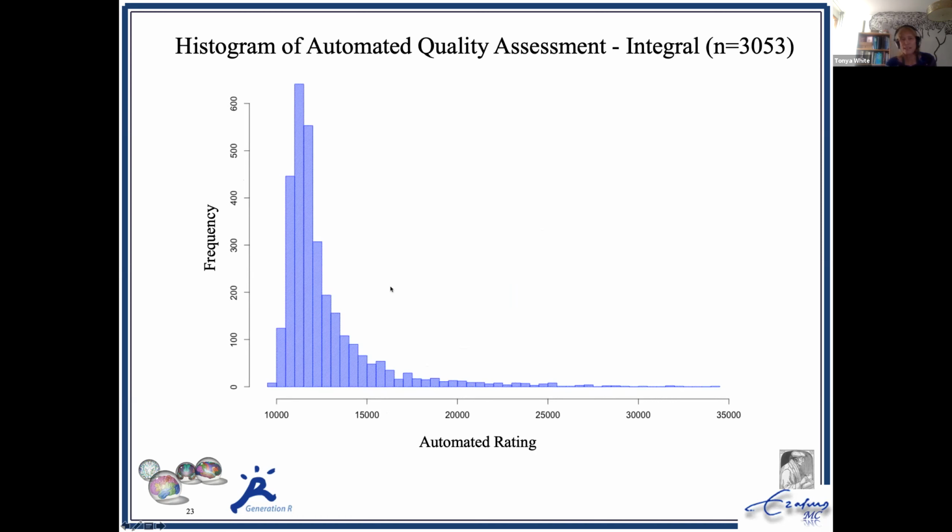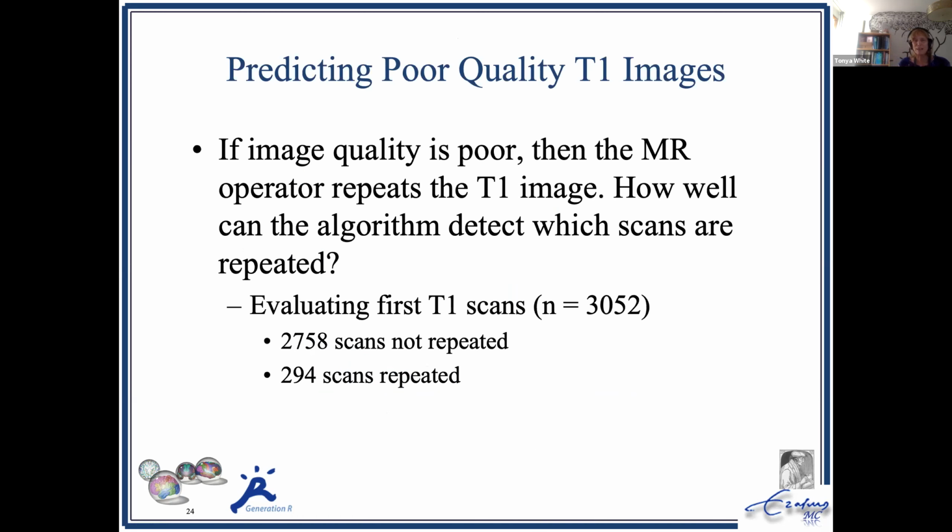So the first test was, I'm going to predict which of the poor quality T1 images. If the image quality is poor, then the MR operator repeats the T1 image. So how well can this algorithm detect which scans are repeated? We had 2,758 scans that were not repeated, and we had 294 scans that were repeated.